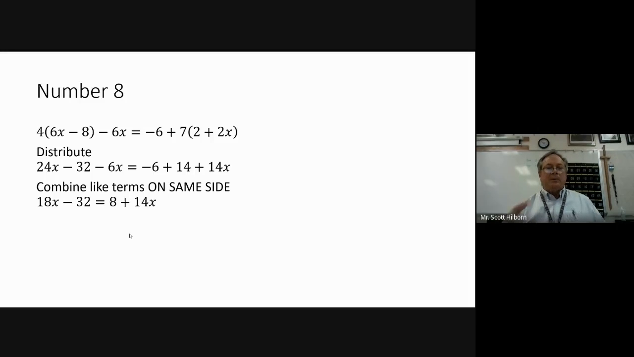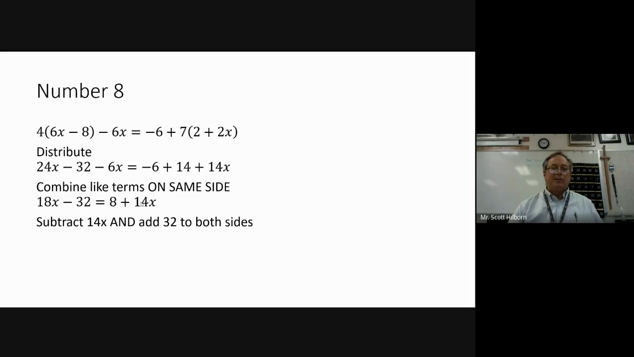So now we're in the same place we were prior. I asked myself, okay, what's smaller, 18 or 14? Well, 14 is smaller, so I'm going to move 14x over here by subtracting it from both sides. And because I'm lazy, I'm going to do 2 things at once. I'm going to subtract 14x from both sides. I already know I need to take that minus 32 and add it to both sides.